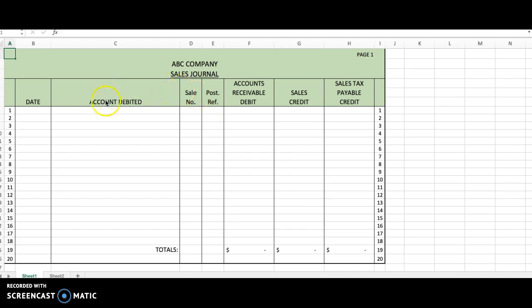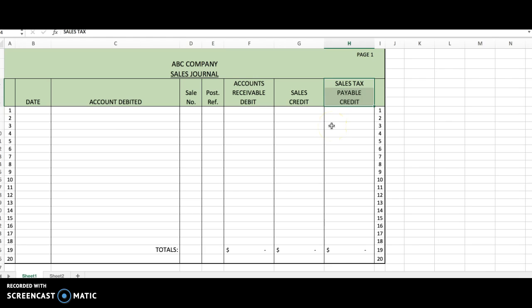So let's look at the parts. First of all, the date column, no different than before. The amount debited we'll come back to when we look at a couple examples. The sales number, this is a sales invoice number. This is what is made usually in duplicate. A customer gets a copy and the business keeps a copy. Posting reference, used the same as it has been in the past, and we'll take a look at that in a moment. And accounts receivable debit column, a sales credit column, and a new one called sales tax payable credit.